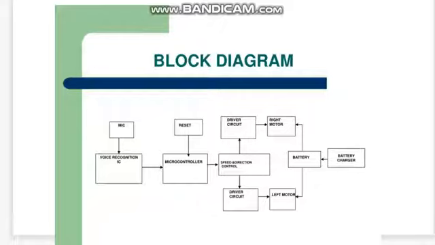In this slide, we will discuss the block diagram of our project. In the block diagram, you can see that when a user gives a command by the mic, it goes to the voice recognition module HC05. This module gives the signal to the microcontroller. The microcontroller is attached to the motor driver L298N, and this motor driver is attached to the motors of the wheels of the wheelchair, and the wheelchair will be operated by the given command of the user.